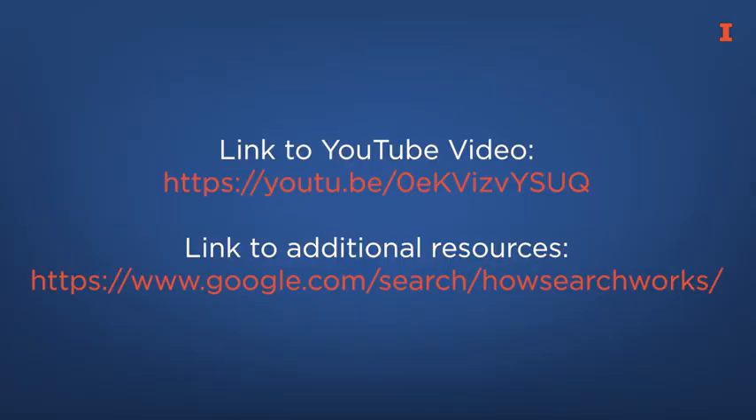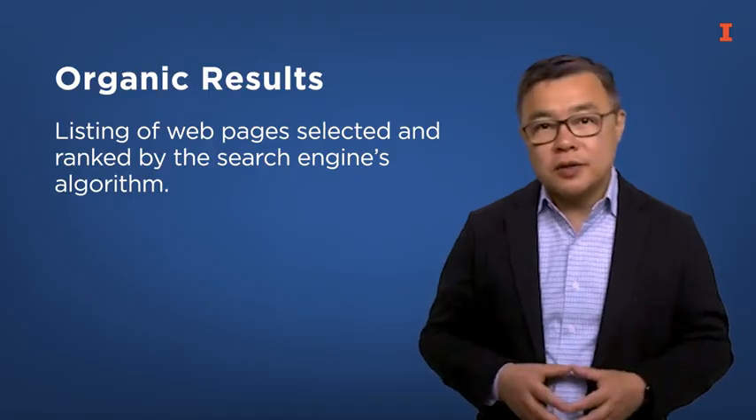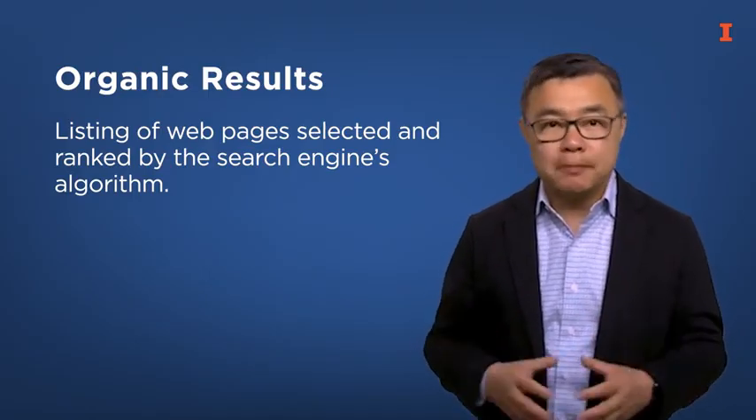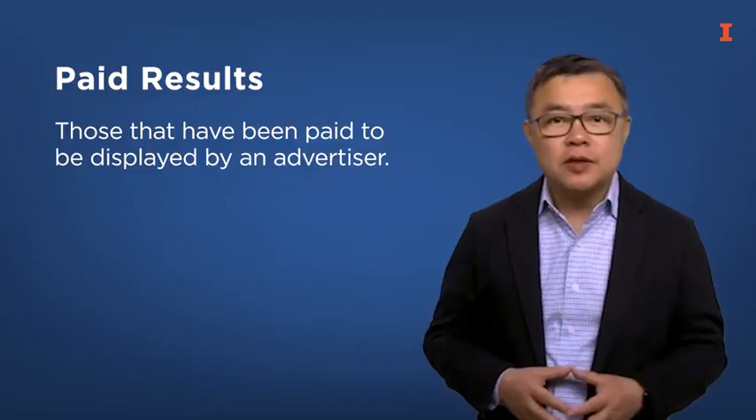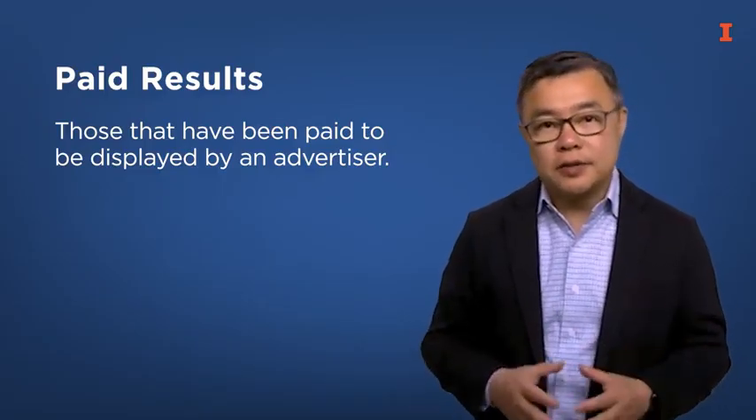First, let's take a closer look at how Google Search works. Search engine result pages typically contain two types of content: organic and paid results. Organic results are a listing of web pages selected and ranked by the search engine's algorithm. Paid results are those that have been paid to be displayed by an advertiser. Even with the same set of keywords, organic search results are in constant flux, affected by many factors.